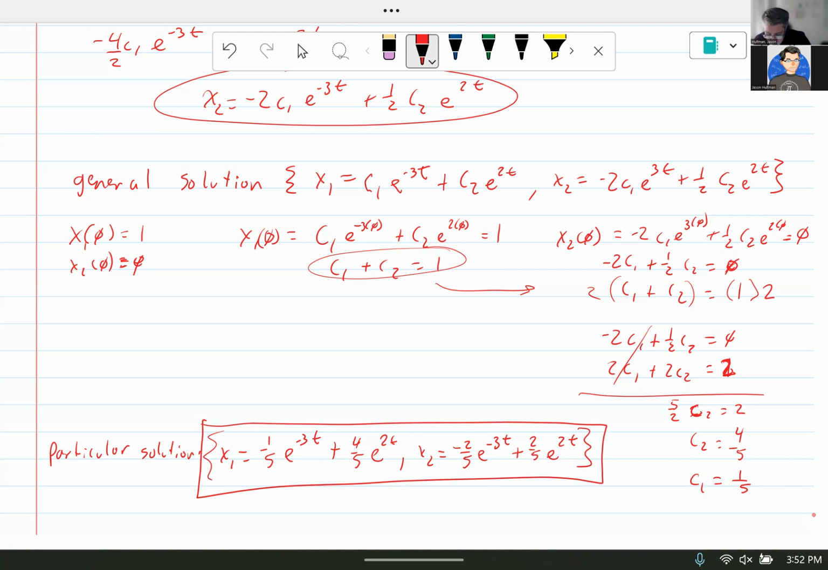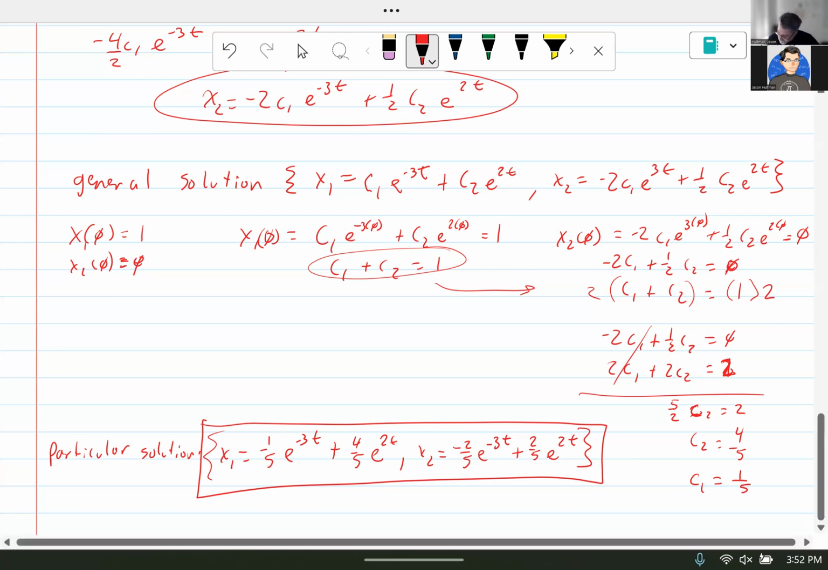Okay, so we got the general solution and the particular solution. But we're really just using those differential operators to set up a system of equations. That's how we deal with a homogeneous system of equations. Let's try to see what we can do for a non-homogeneous system.